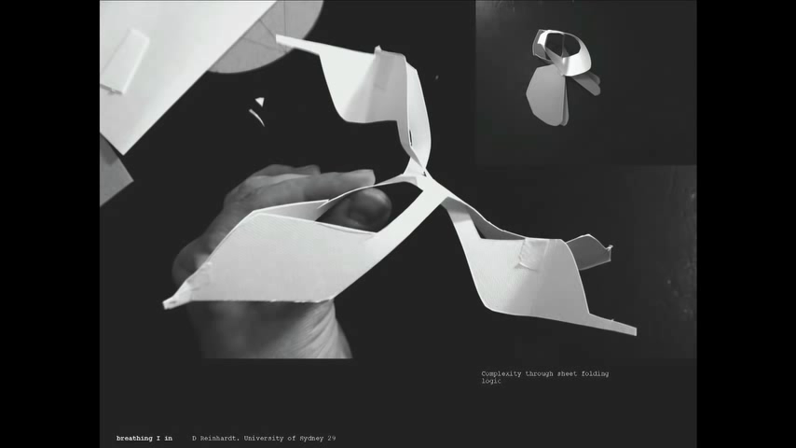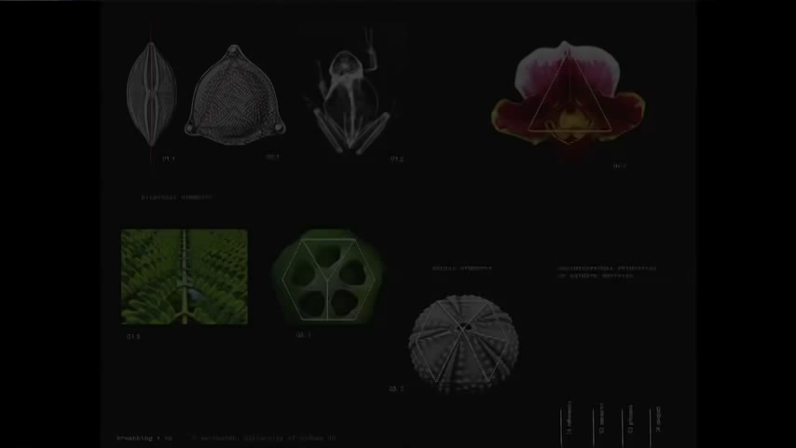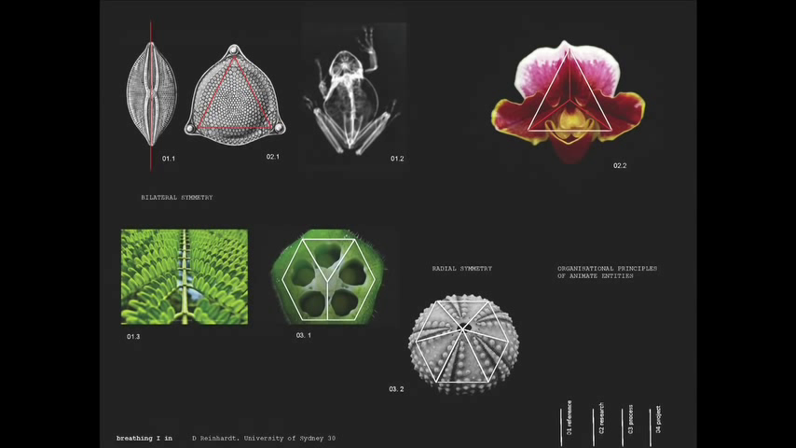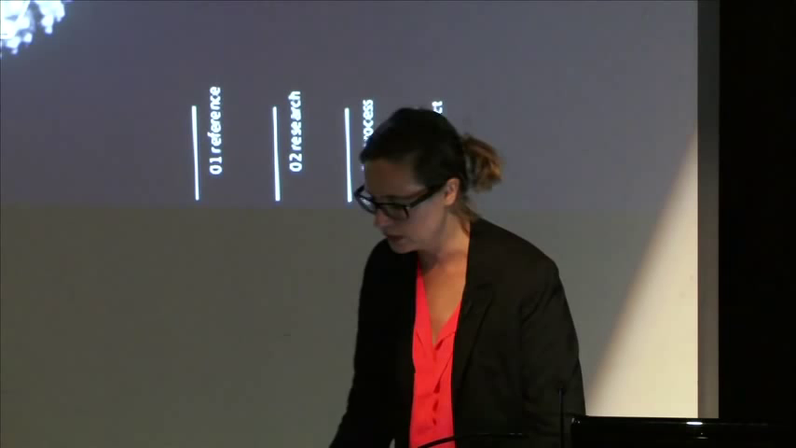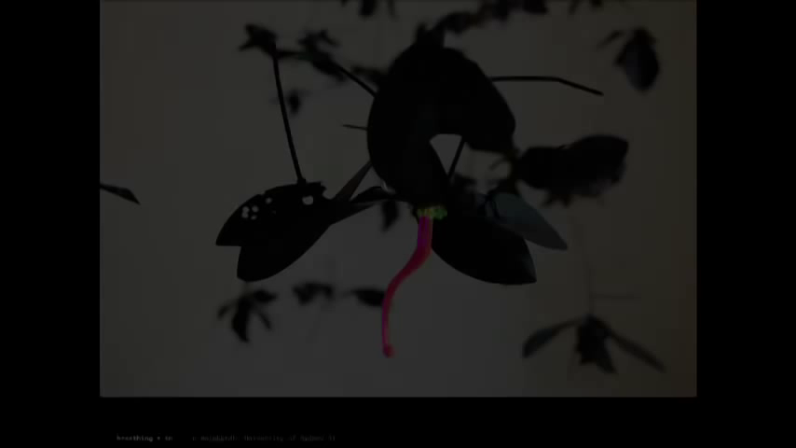So we've been looking at bilateral symmetries, which are part of natural principles, may they be plants or parts of animals. And they also share elements of a radial symmetry in the way that the flower is organized, like this orchid-like behavior. And this is one of the petals itself.